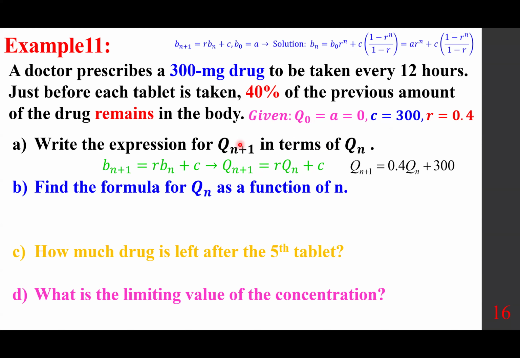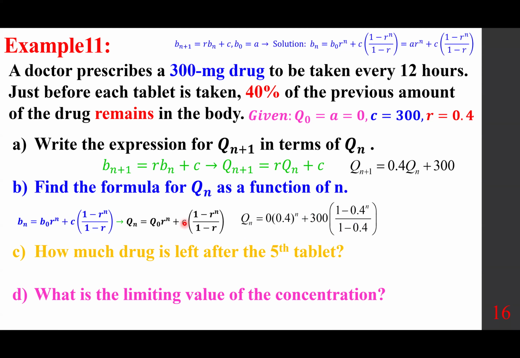To find Q sub n, I'm going to write B sub n and change B to Q. And again, I'm going to go back to the given. Replace Q sub 0 with 0, R with 0.4 and lowercase c with 300. When I do that, obviously this goes to 0. This is 0.6. I put it under 300, becomes 3,000 over 6 or 500.